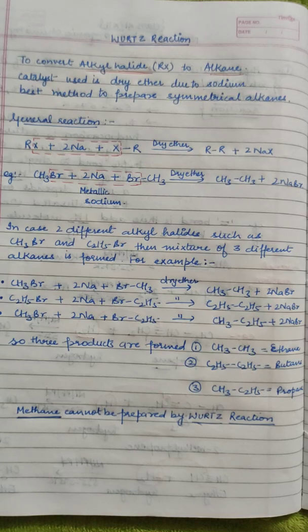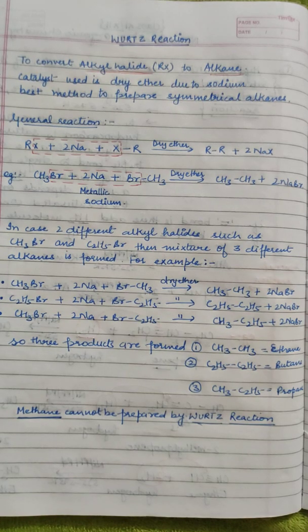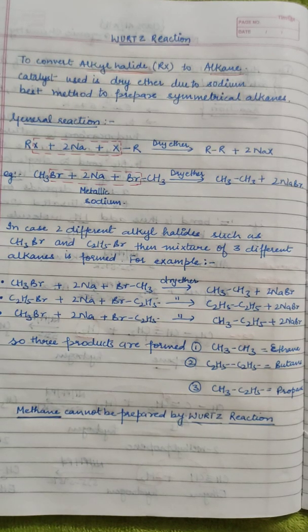I hope you are clear with these terms, what we mean by symmetrical and unsymmetrical alkanes. Symmetrical alkanes means both the alkyl groups will be the same. Okay, so I'll explain what we mean by symmetrical alkanes and what we mean by unsymmetrical alkanes. So basically this is the best method to prepare symmetrical alkanes.